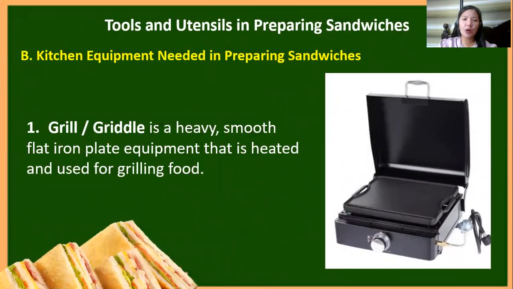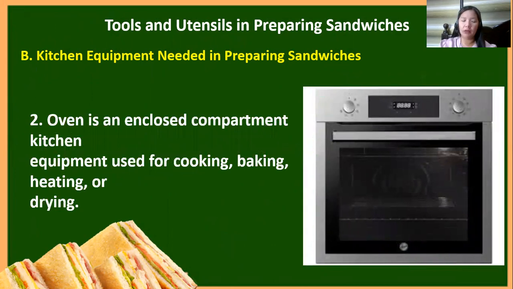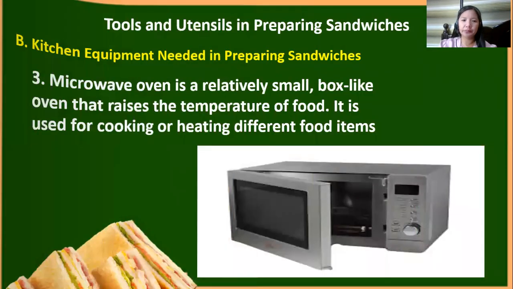Okay, so for the kitchen equipment, the first one we have is the grill or griddle. It is a heavy, smooth, flat iron plate equipment that is heated and used for grilling food. We also have the oven, an enclosed compartment kitchen equipment used for cooking, baking, heating, or drying.